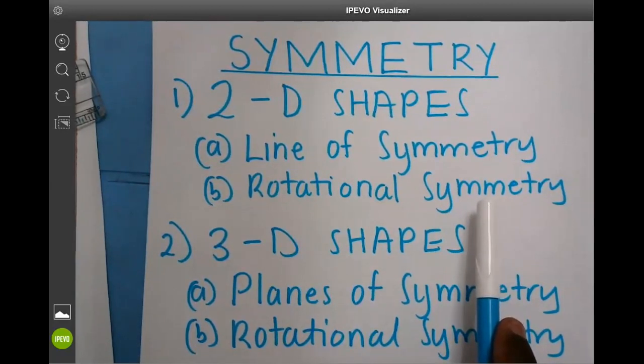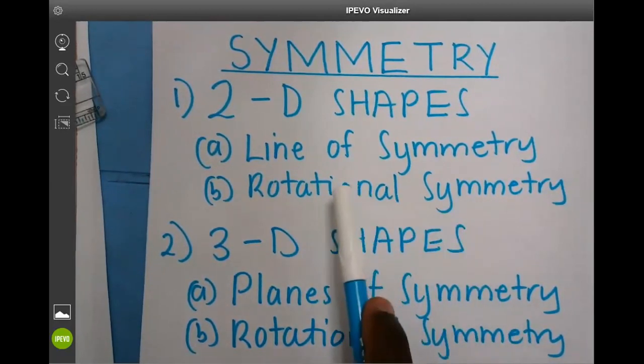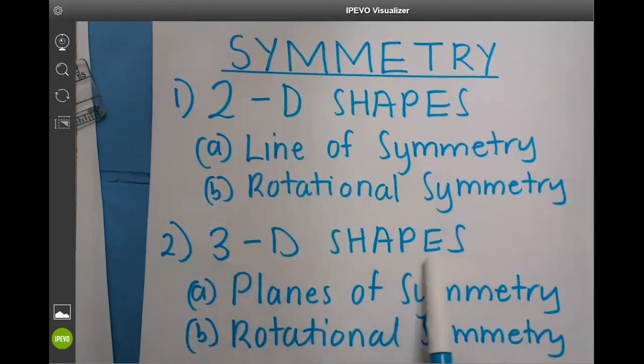Then when we finish the two-dimension shapes, we shall go to the three-dimension shapes. So also under three-dimension shapes, we shall look at planes of symmetry. And after looking at planes of symmetry, then we shall see rotational symmetry of 3D shapes. Now let us begin with the shapes symmetry. And to be specific, we begin with the line of symmetry.